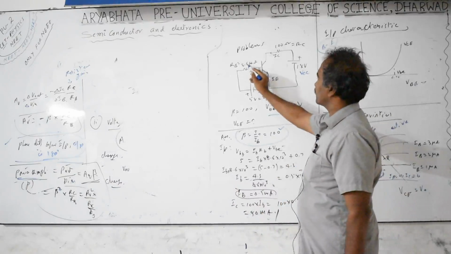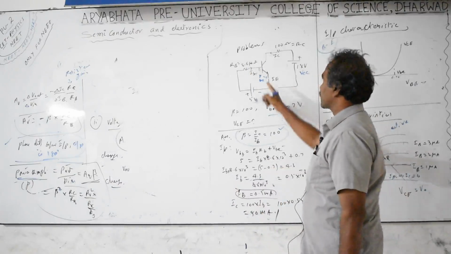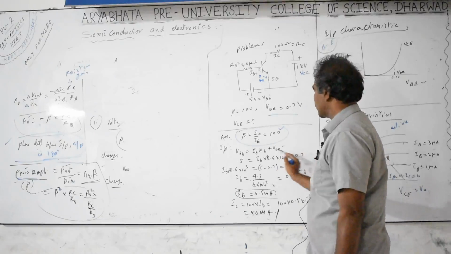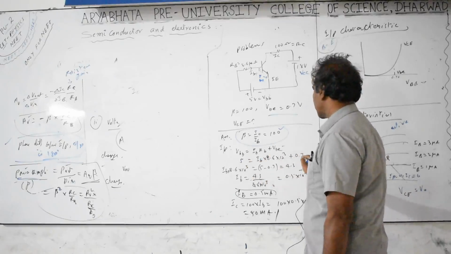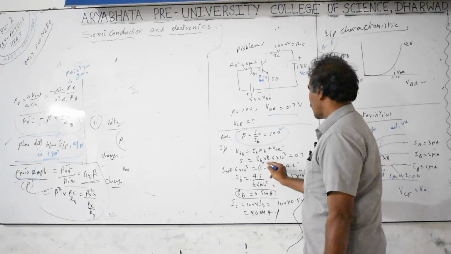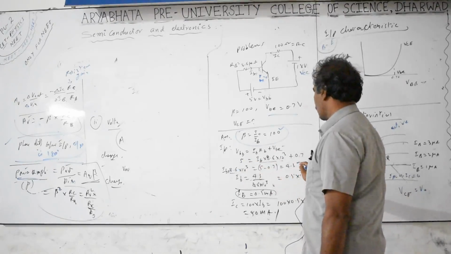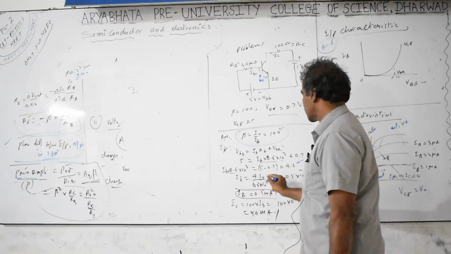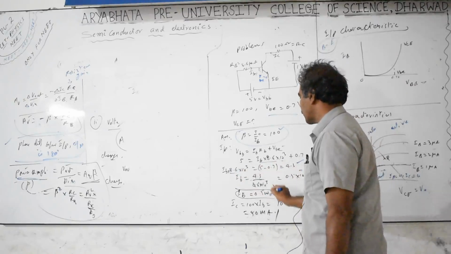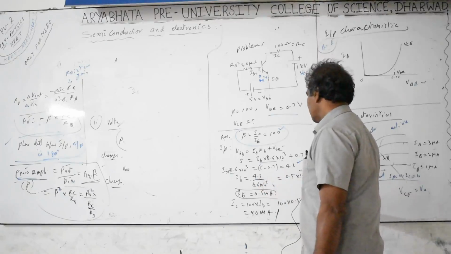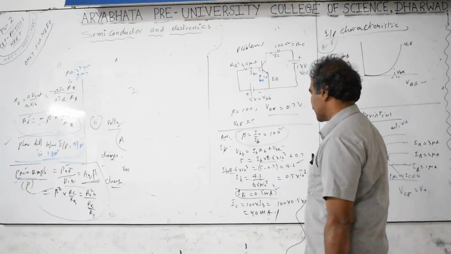IB into RB, where RB is 8.6 into 10 to the power of 3 ohms, plus VBE of 0.7. Taking 0.7 to the other side, we get 5 minus 0.7, which is 4.3. So IB into this value is equal to 4.3. IB is then 4.3 divided by 8.6 into 10 to the power of 3, which is 1 by 2 into 10 to the power of minus 3. That means it is 0.5 milliampere.